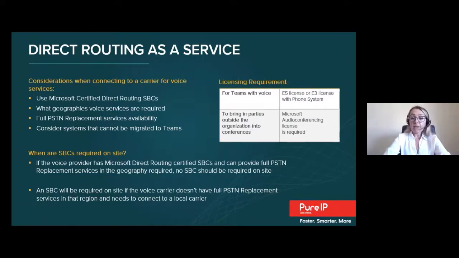Moving to the last consideration that I mentioned in this slide, which is the licensing. Keep in mind that you need an E5 license or an E3 license with the phone system. And if you'd like to bring in parties from outside the organization into conferences, you will need the Microsoft audio conferencing license.